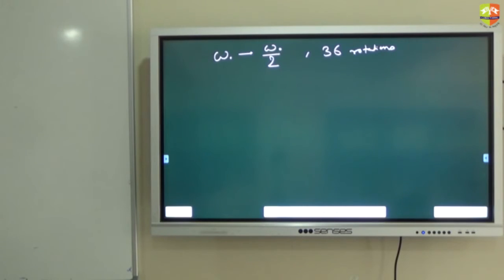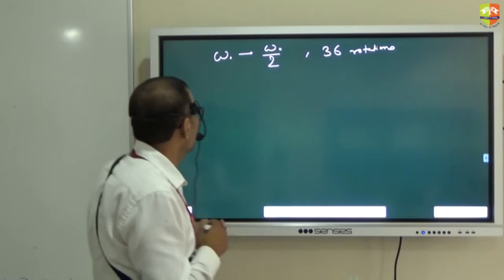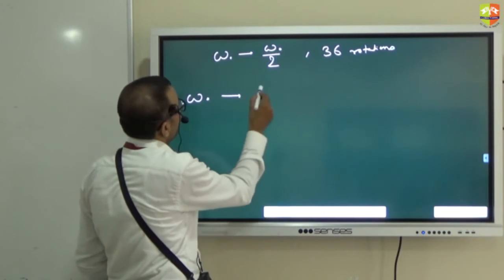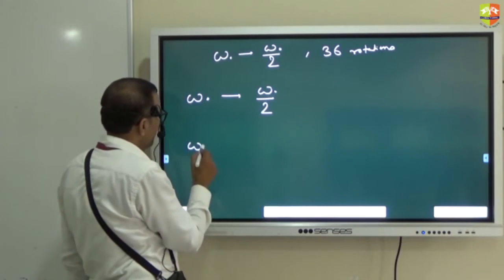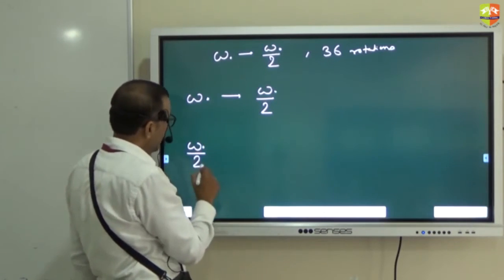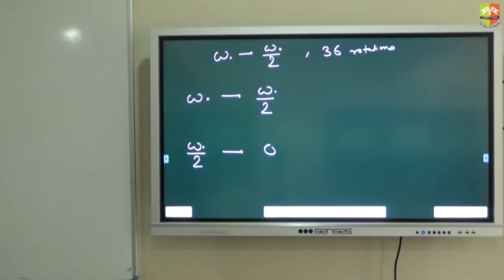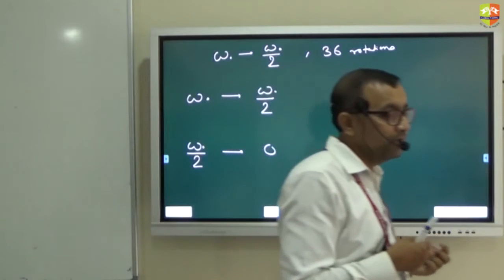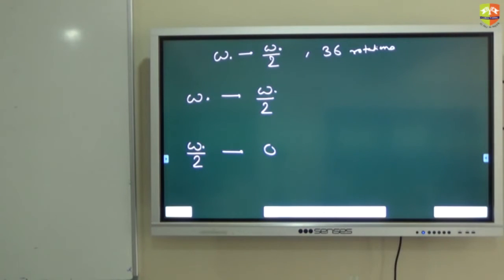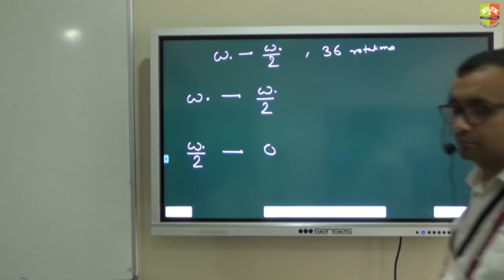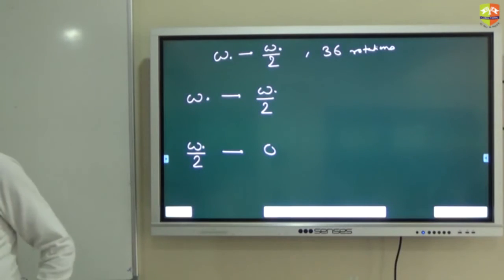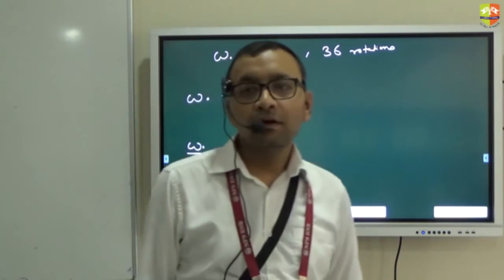Should I solve? Basically, you have two situations: omega naught to omega naught by 2, and omega naught by 2 to 0. Between these two scenarios, you need to apply omega square equal to omega naught square plus 2 alpha delta theta. Alpha is the same for both scenarios. Angular retardation is constant. What? Three rotations. Okay, someone has got three. Others? 24 is also wrong. It has to be less than 36.